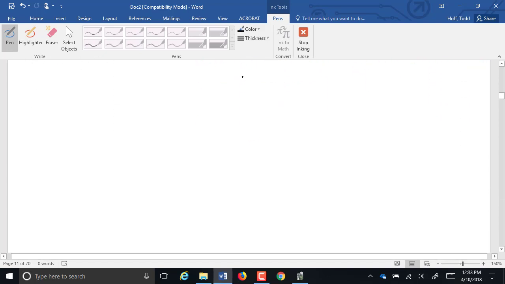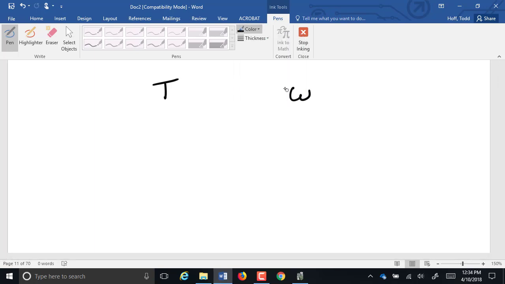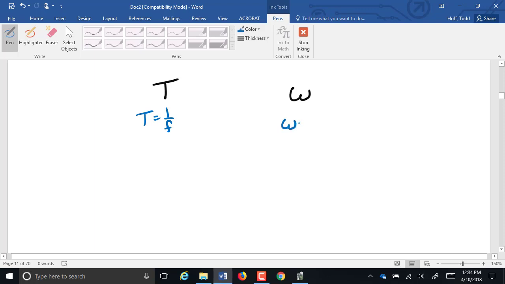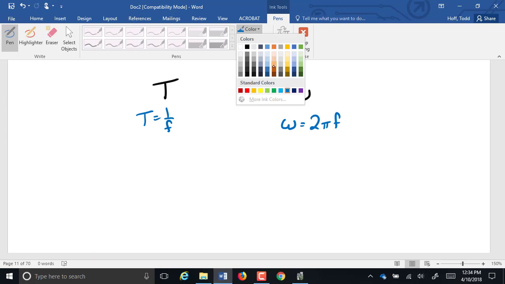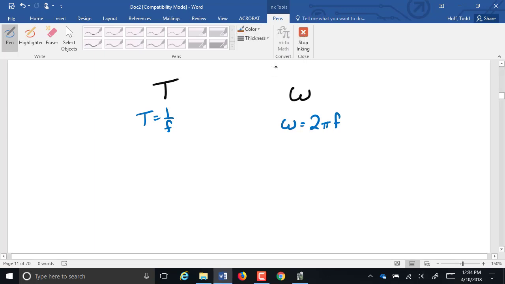So the next section wants you to find the period and the angular velocity from the frequency. Remember, the period is just 1 over the frequency, the reciprocal of the frequency. The angular velocity is 2 times pi times f. So again, I'm just going to pick one there. I'm going to pick number 19. 19 is 500 hertz.